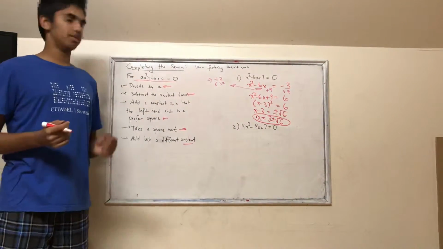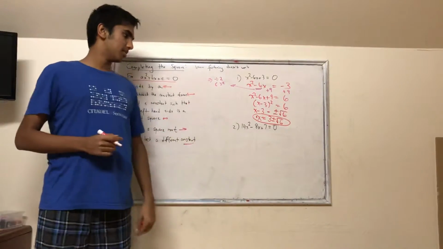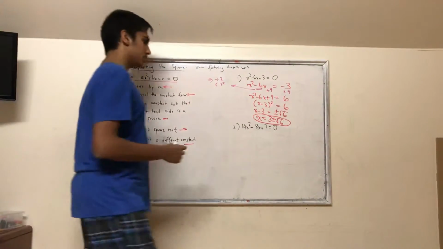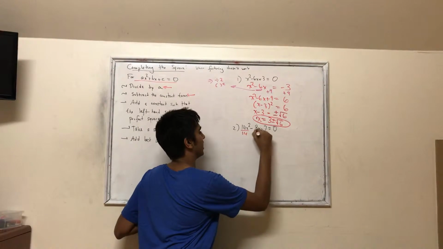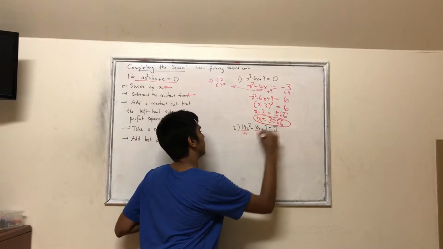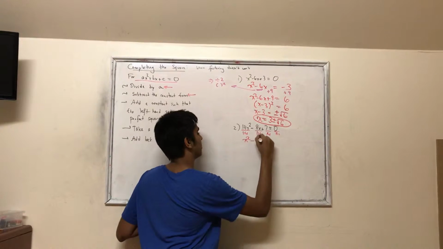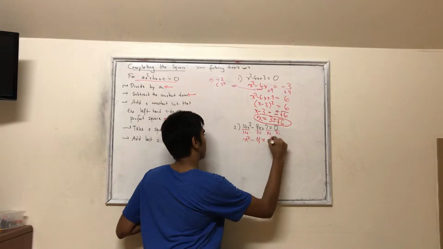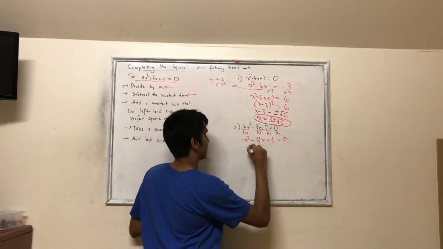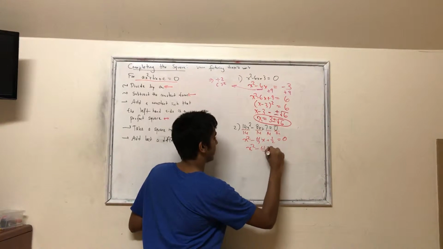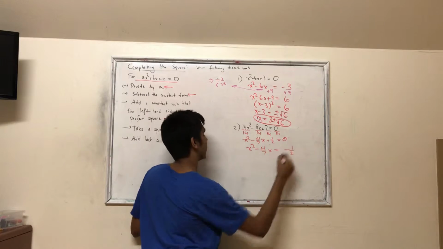Now let's try a different example. 14x squared minus 8x plus 7 equals 0. So first we divide by a. In this case it's 14, so we divide everything by 14. We get x squared minus 4 over 7x plus 1/2 equals 0. Now we subtract the constant term from both sides. We get x squared minus 4 over 7x equals negative 1/2.